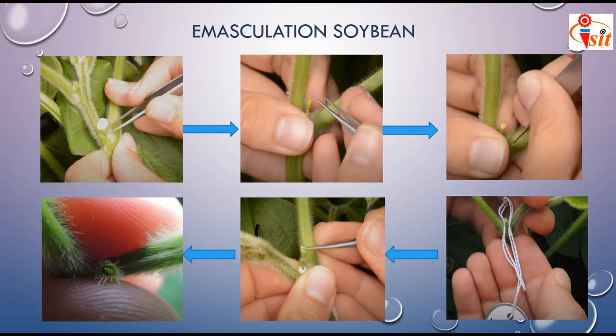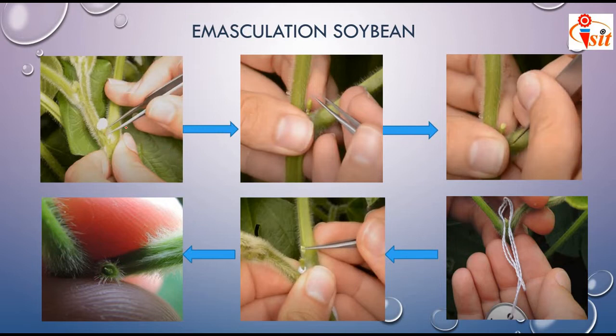Now we see how to do emasculation and pollination in the case of soybean. It is exactly the same as that of green gram. Firstly you have to select a twig, a peduncle or a branch where you are interested to do emasculation or pollination. While going for emasculation, you should remove the adult flowers and the immature buds. Keep only 2 to 3 hood stage buds on which you are interested to do emasculation.